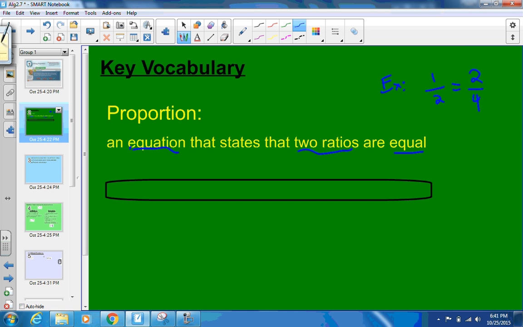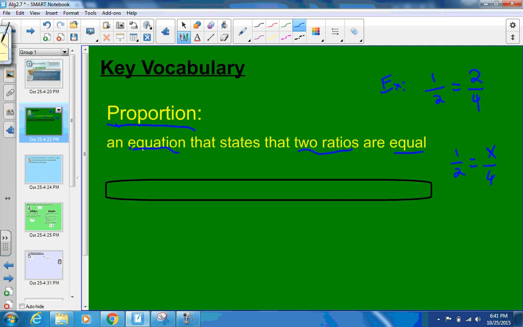So that's a proportion. Typically, we'll see something along the lines of 1/2 is equal to x/4, and you need to solve for x. That is also a proportion, and we're going to show you a couple different ways to solve for x in that situation. Okay, that's what a proportion is.